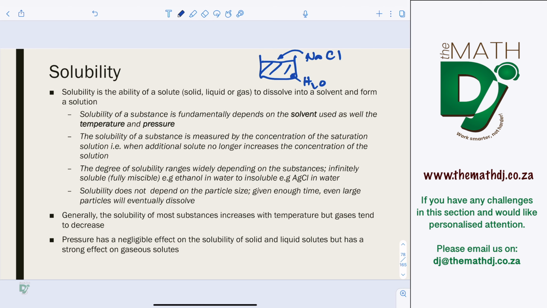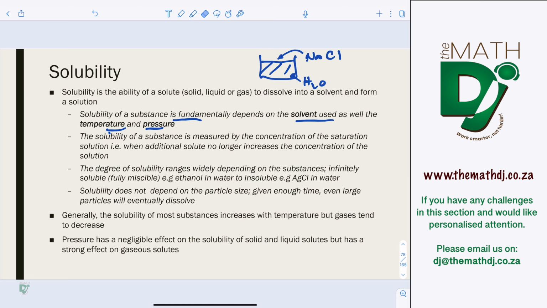But you might find out if you take a different substance which is not water, sometimes it won't dissolve, because different chemicals behave differently with other substances. So the solubility of a substance fundamentally depends on the solvent used, as well as the temperature and pressure. So here we are assuming room temperature and pressure. So it's normally 25 degrees for room temperature and 1 atmosphere, or something like that, you can cross check.